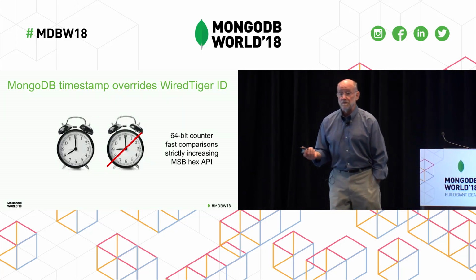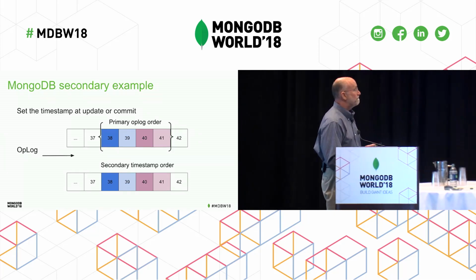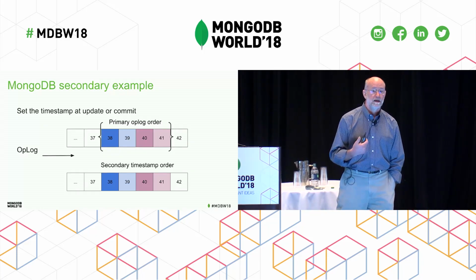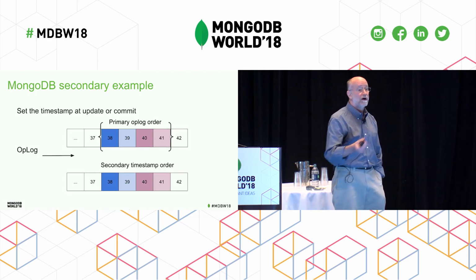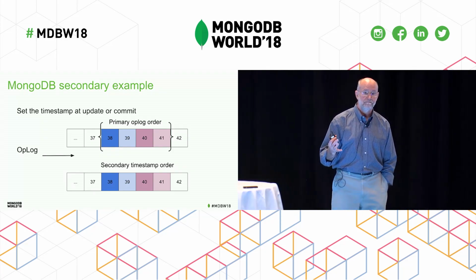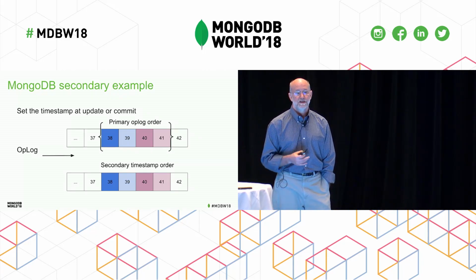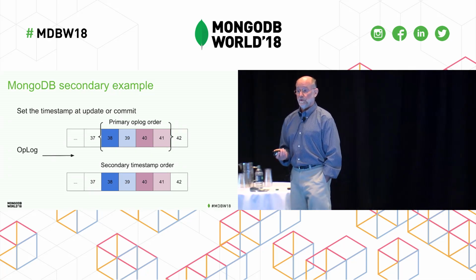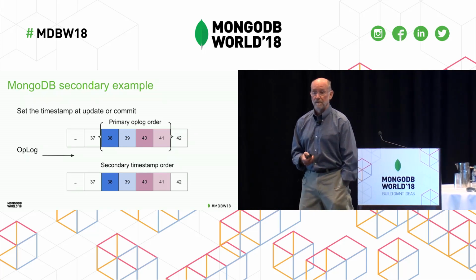Now, let's go back to our secondary example. So we've got the primary oplog order. The secondary takes the oplog. It's applying it out of order in parallel, and then when it's actually updating a record, or at the final moment when it says, I'm committing all these changes, it absolutely sets that transaction timestamp to a value. And now, the secondary update order looks the same as the primary oplog order, and our problem went away.